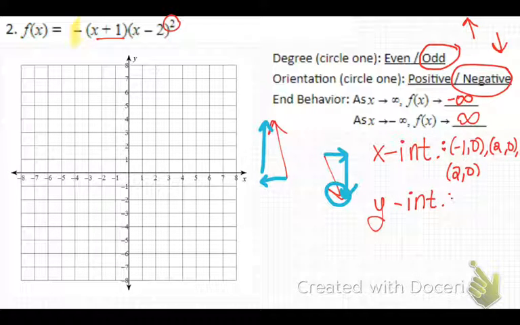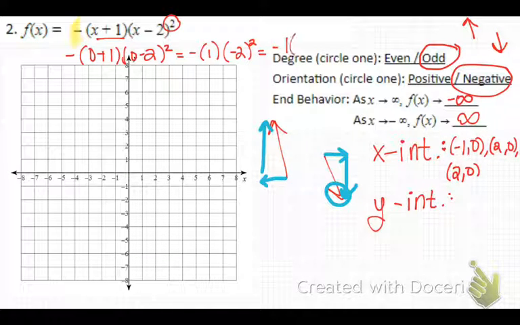Okay, we have our y-intercept now. That one is -4, but here's why. Let me show you the work just in case. Because I have a negative sign out front, times 1 times -2 quantity squared, which is negative 1 times 4, which is negative 4 this time. So my y-intercept is 0, negative 4.